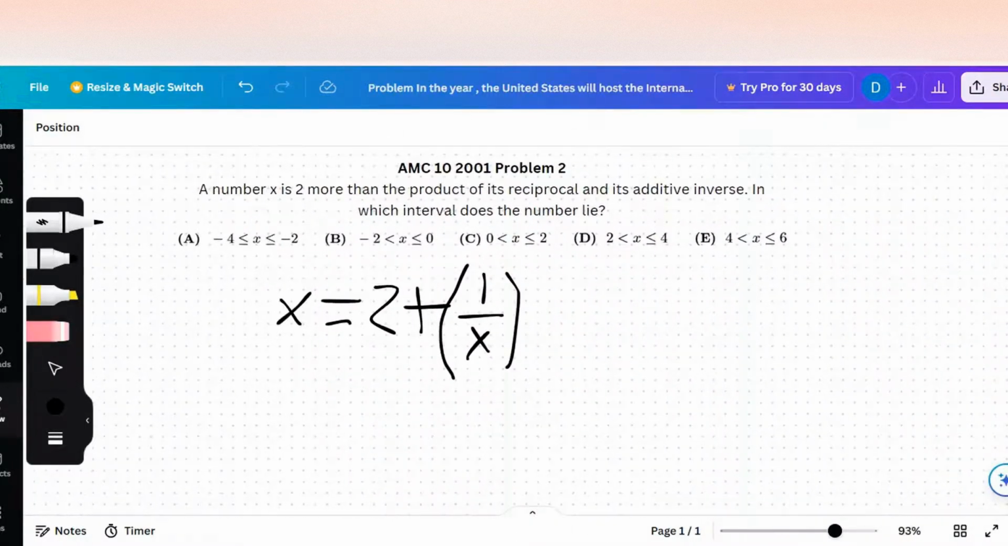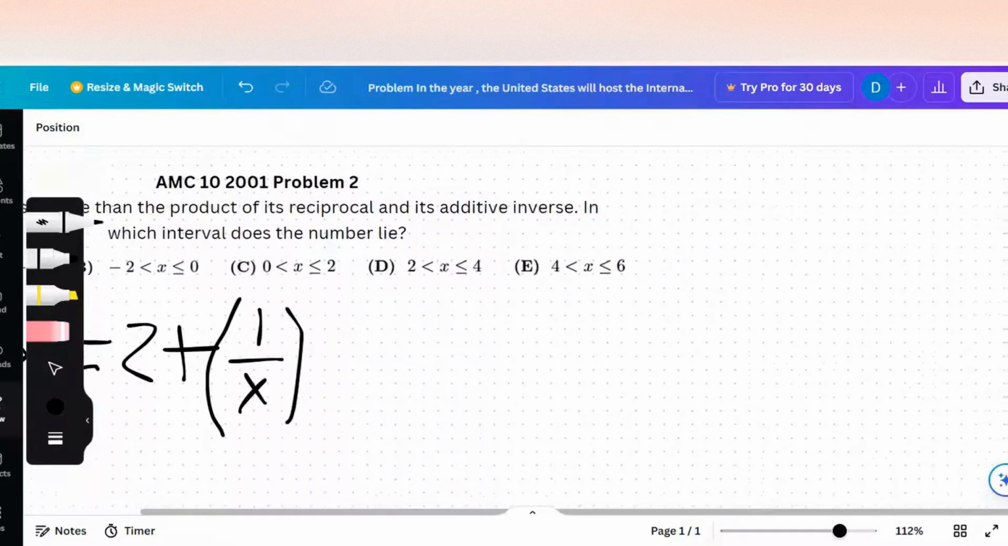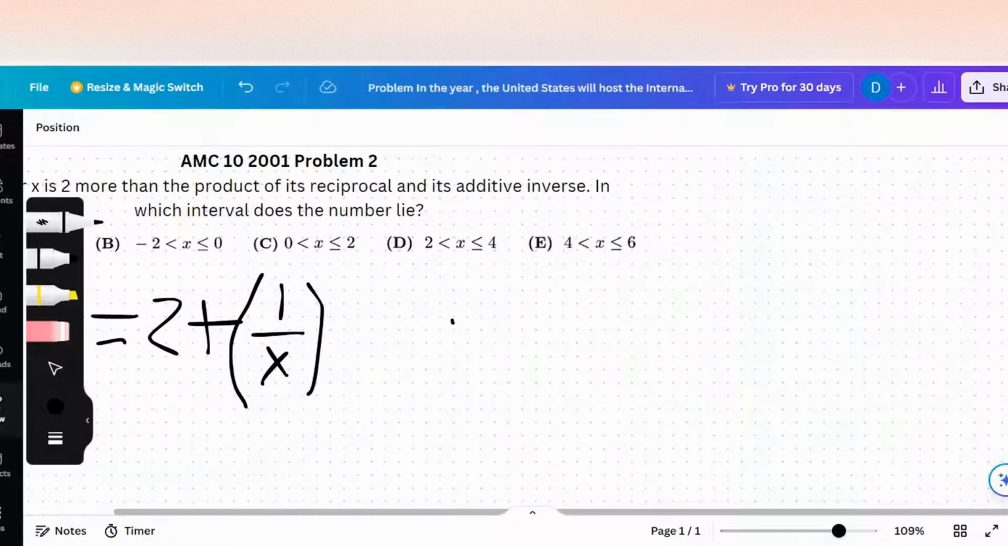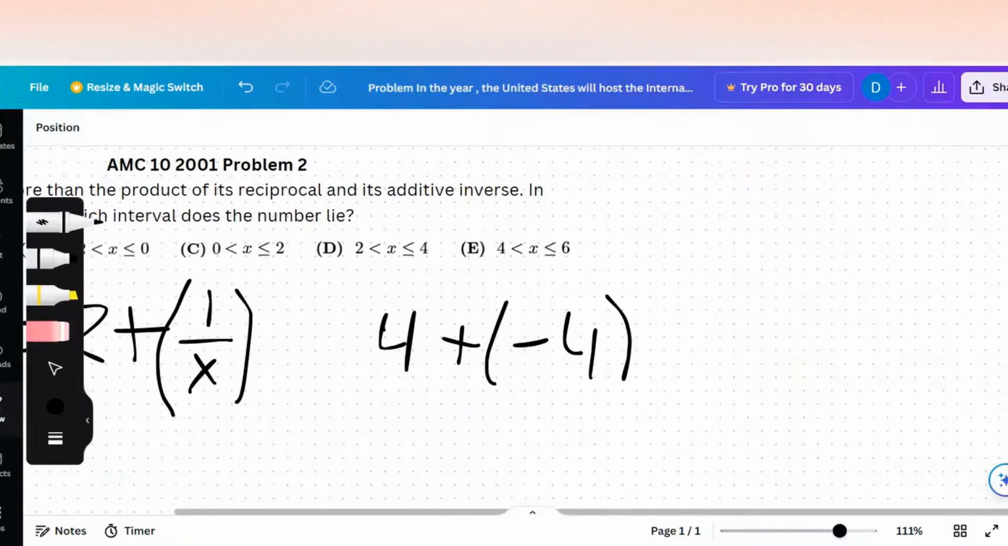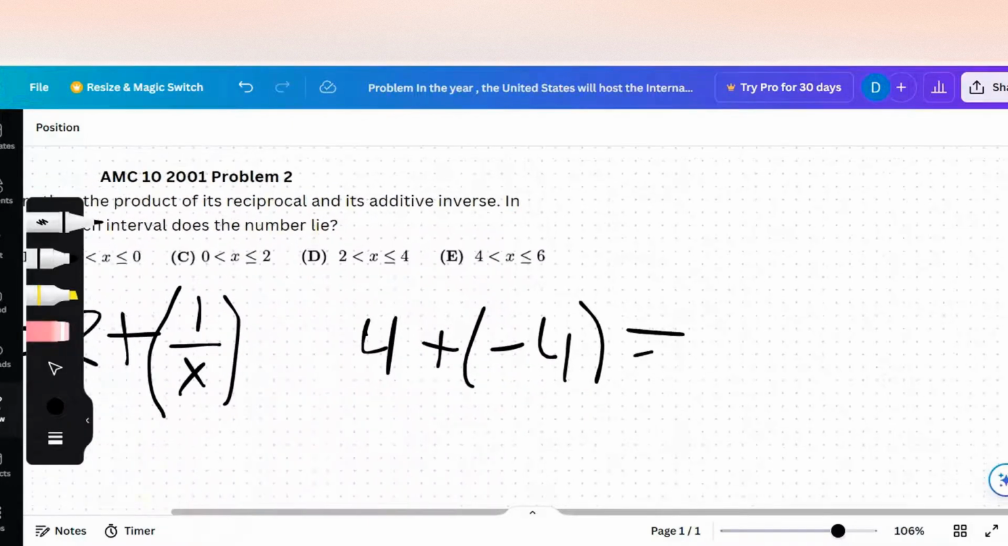So what is an additive inverse? I'm pretty sure none of you have heard of an additive inverse. Well, it's basically a number like 4, right? Its additive inverse is -4, because when you add 4 and its additive inverse, or the number or variable and its additive inverse, it equals 0.